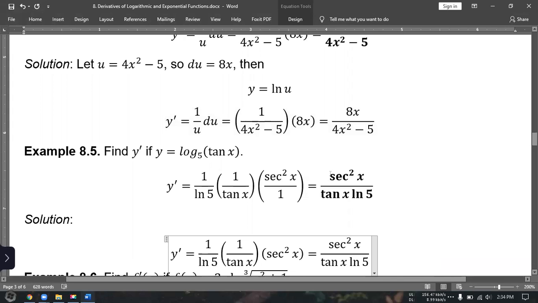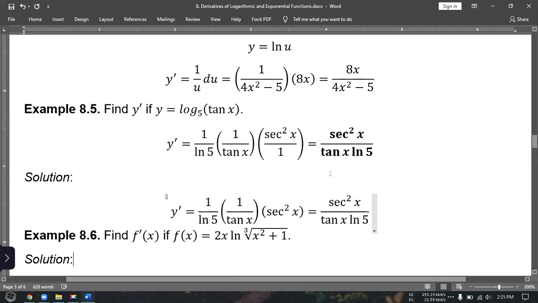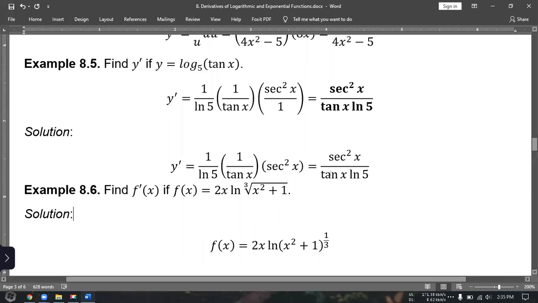So at first we're dealing with basic rules. Now our solution becomes more complicated if we were to use the chain rule, the product rule, and the quotient rule. Okay. So let's try, for example, number 6. Find f prime of x if f of x is equal to 2x natural logarithm of cube root of x squared plus 1.